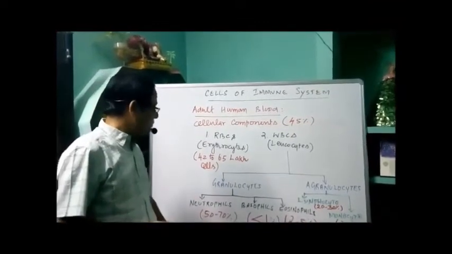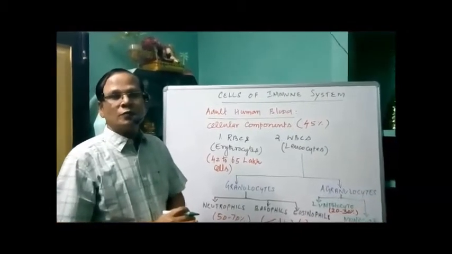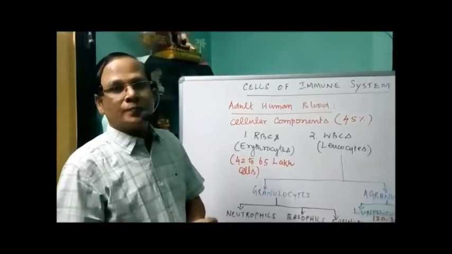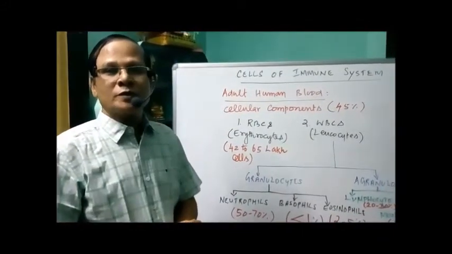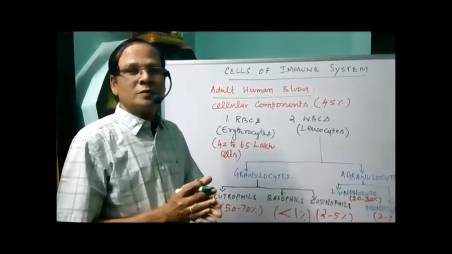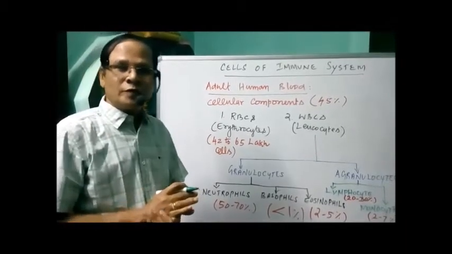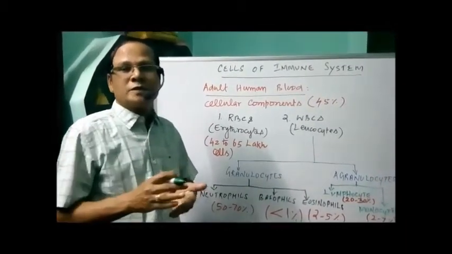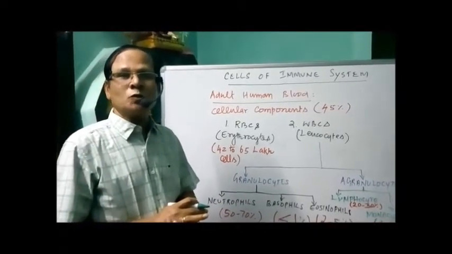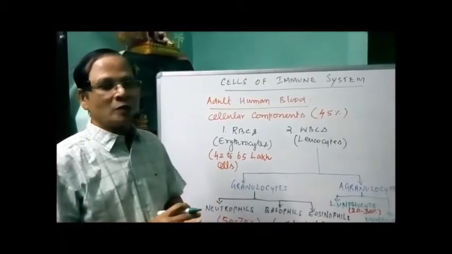Dear students, now in this class we have to discuss the various cellular components of the immune system. Normally, the cellular components of the immune system are found in the blood. The immune system is composed of many independent cells which protect the body against various microbial infections and also prevent the growth of tumor cells.